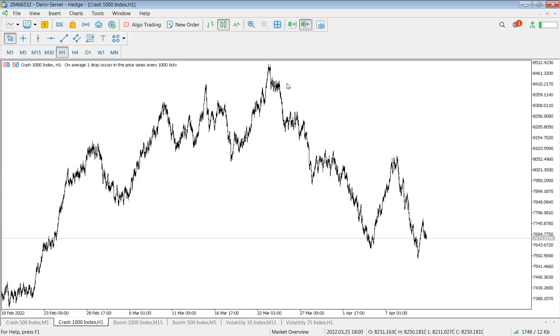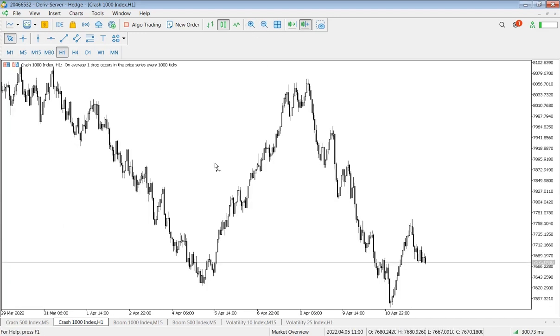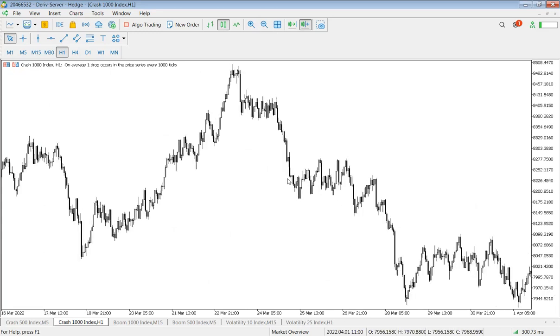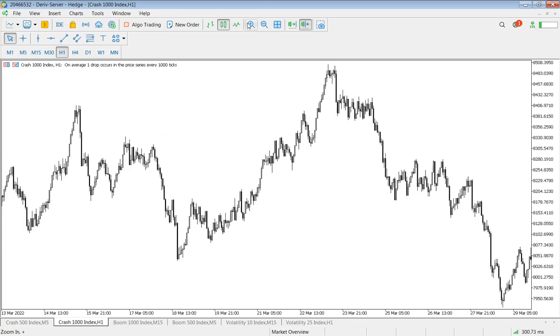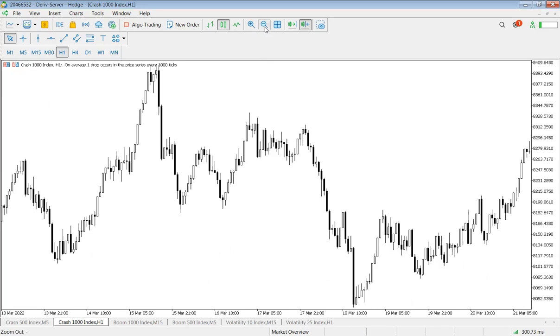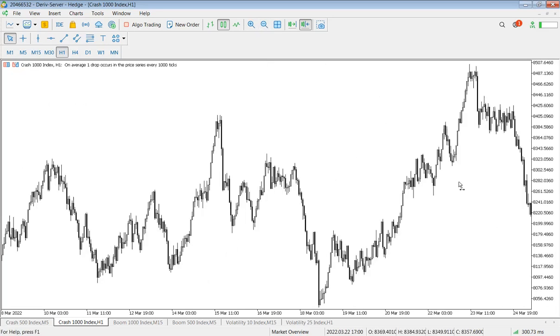So let's use previous data. I don't have much time. My battery is running low. So where do we start from? Let's use recent data. Okay, so let's use here.